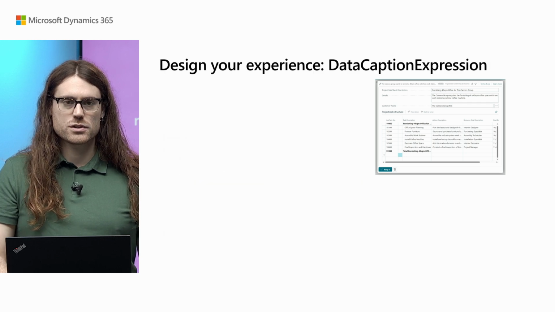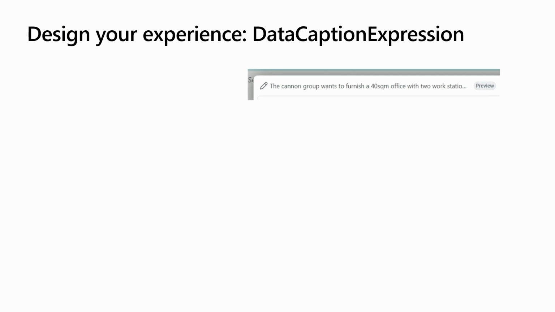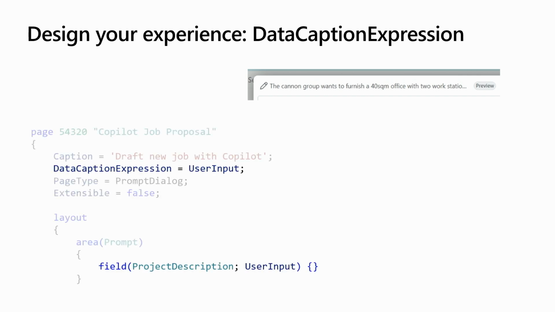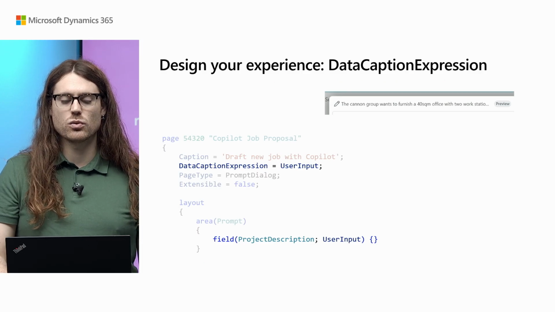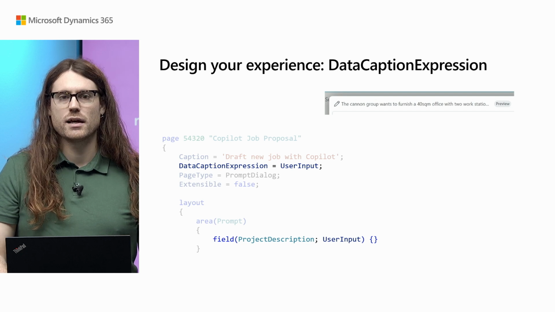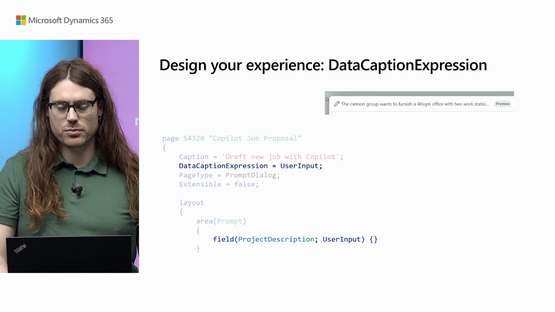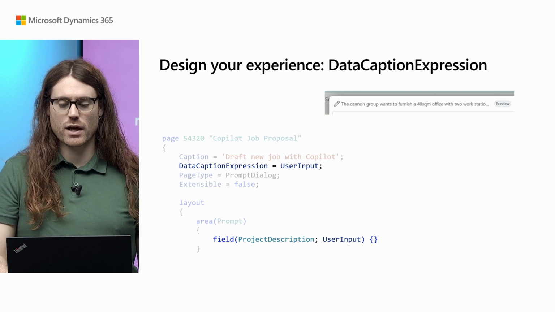One thing I do want to call your attention to here is up in the header, the caption of the page has changed. It doesn't say the page caption that sort of describes what this is, but instead we're using the data caption expression to show the user's natural language prompt input here. The idea here being that we want this to reflect the user's request and be able to connect that visually with the output. So this is one technique that we recommend to make that more natural for the user.